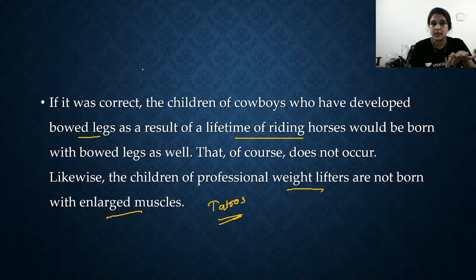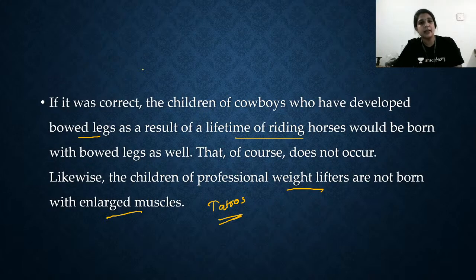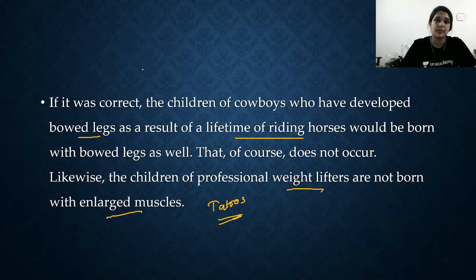So what are the things we saw? First we saw Lamarckism: two things, inheritance of acquired characters and theory of use and disuse, and he also gave the example of the giraffe. Later we saw the criticisms. If the use and disuse theory and the theory of acquired inheritance are true, the children of cowboys should have bent legs, weightlifters' children should be born with enlarged muscles, and if someone acquires a tattoo, their children also should have tattoos. But these did not take place. Then Lamarck's theory is not right.